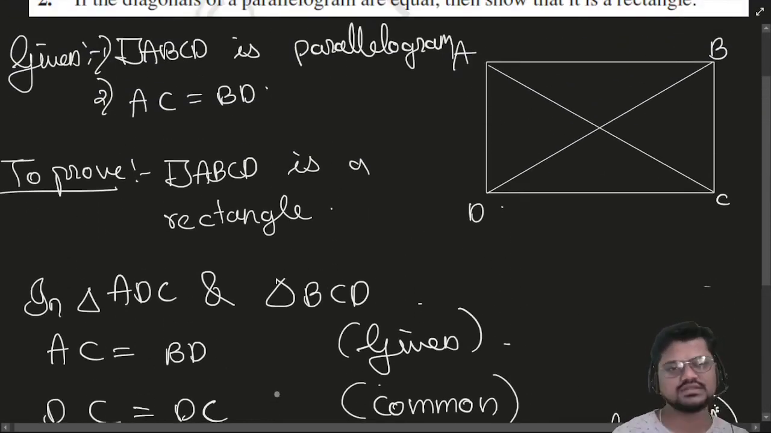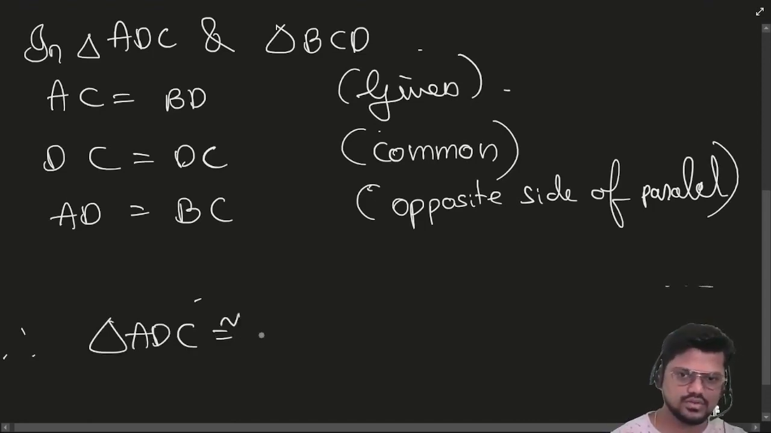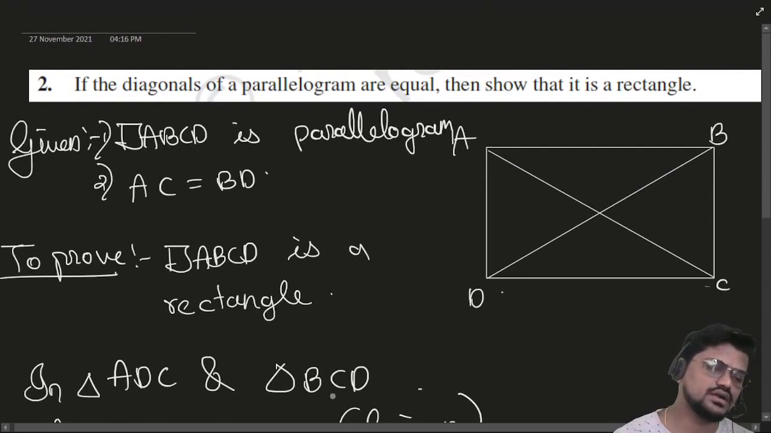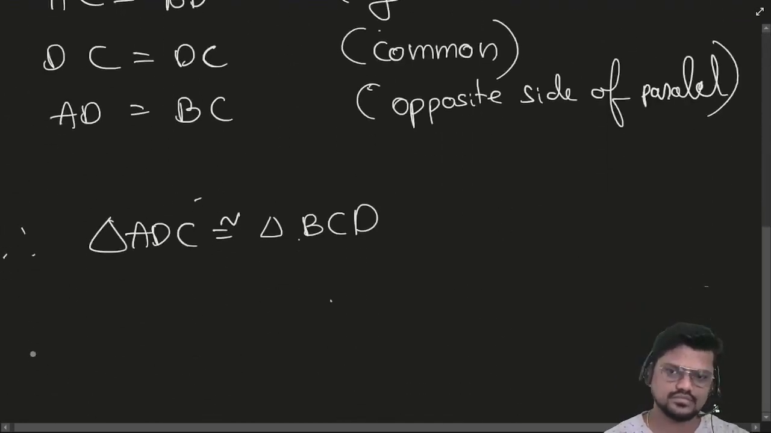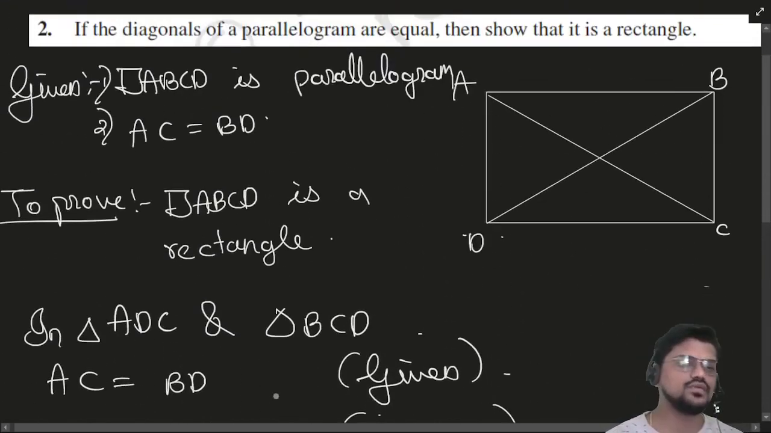Now, since the two triangles are congruent, therefore triangle ADC is congruent to triangle BCD. If the two triangles are congruent, what do we know? Angle ADC will be equal to angle BCD. But it's a parallelogram, right? These two lines are parallel, no? Then angle ADC plus angle BCD should be equal to 180 degrees.